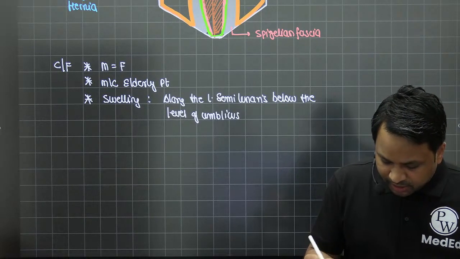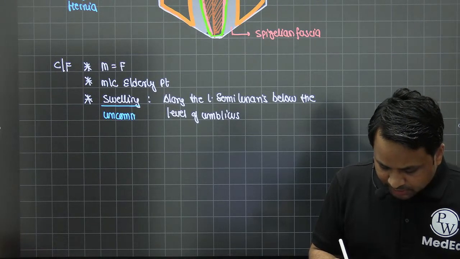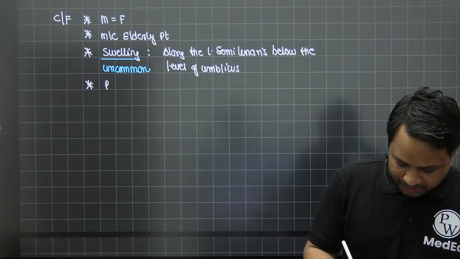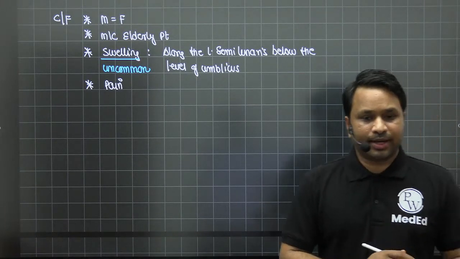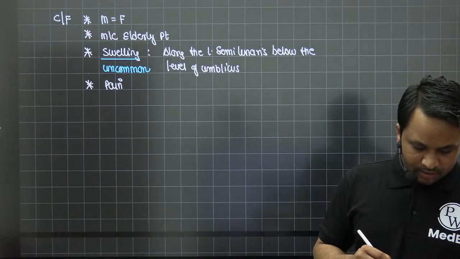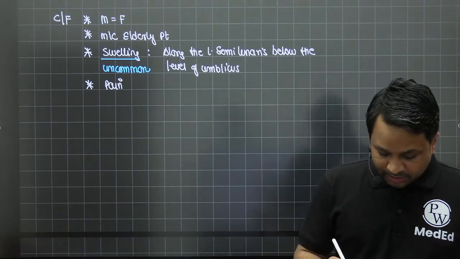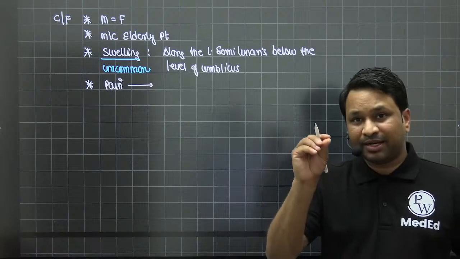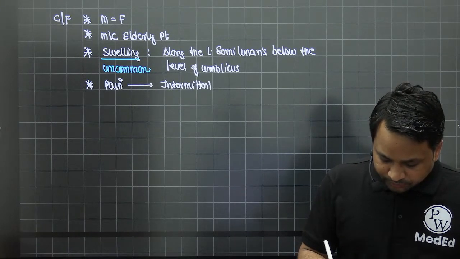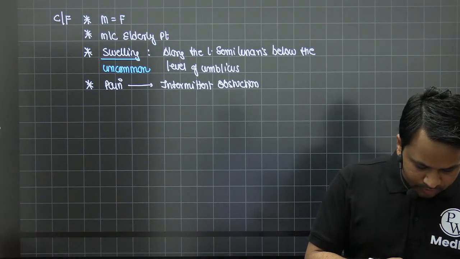But Spigelian hernia presenting as swelling is an uncommon finding. More importantly, they present to you as pain in that region, rather than in terms of swelling. Now this pain can be associated with the bowel getting trapped into it. So there will be presence of intermittent obstruction.